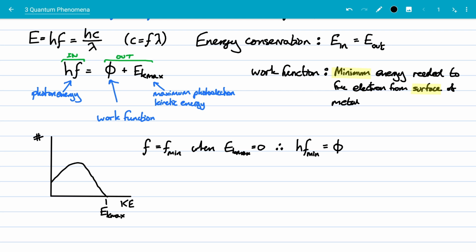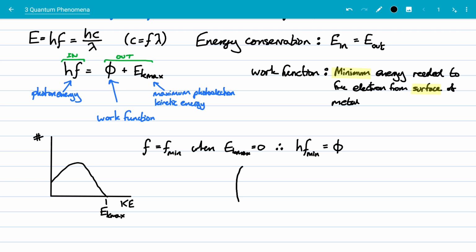Well, okay, that's fine. But what if I don't want to use the threshold frequency? What if I want to measure the work function? What can I do? Well, we can do clever things, like we can stop the electrons getting across a gap.